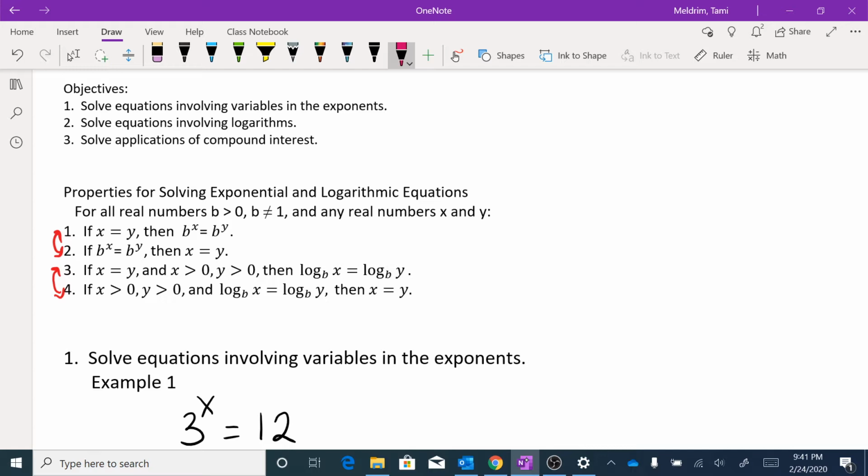3 states if x equals y, then we can say the log of x equals the log of y. And then on 4, it says if they're telling us that the log of x equals the log of y, then we can say that x equals y. So let's look at some different examples using those properties.